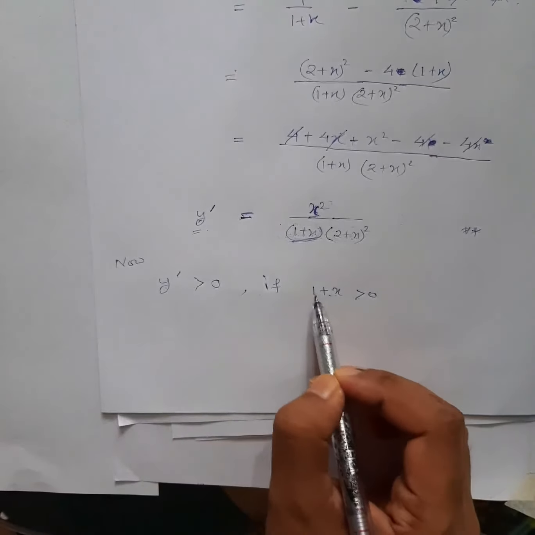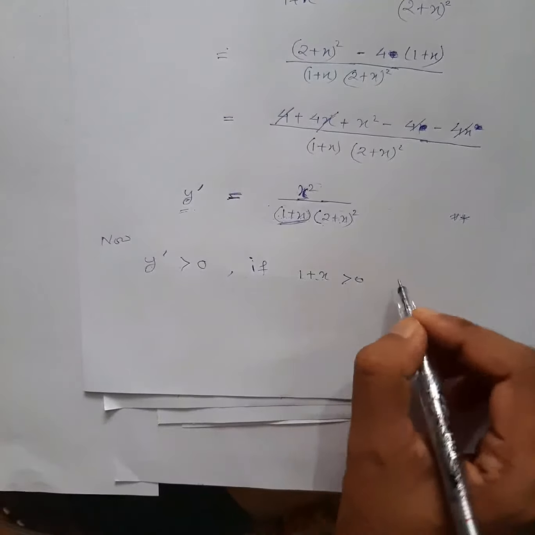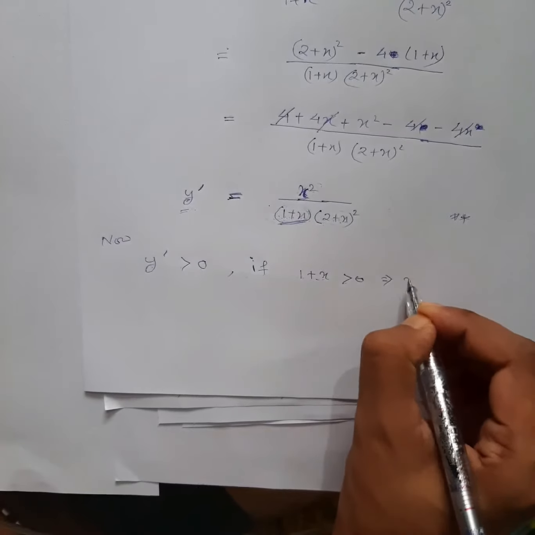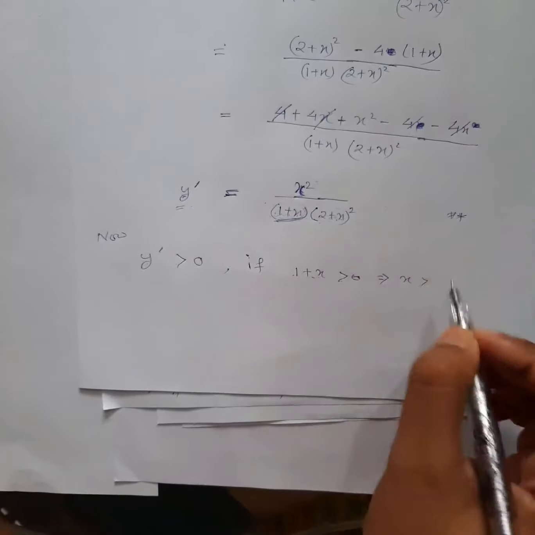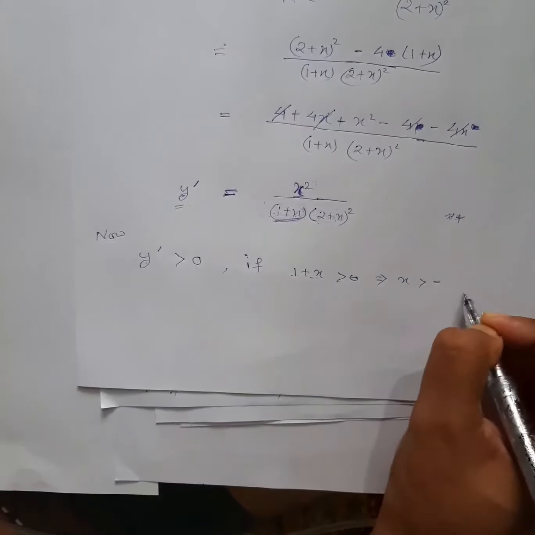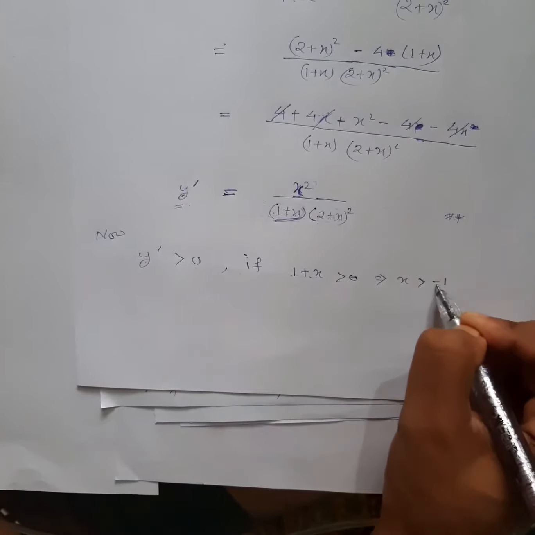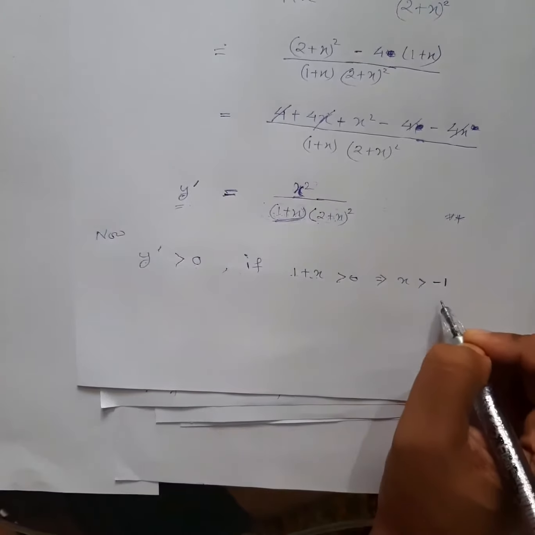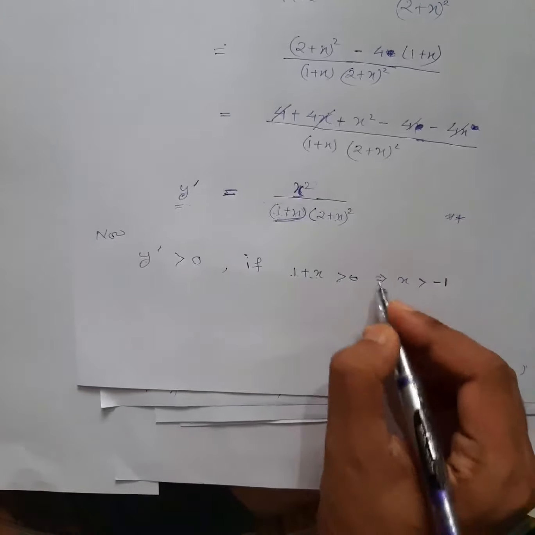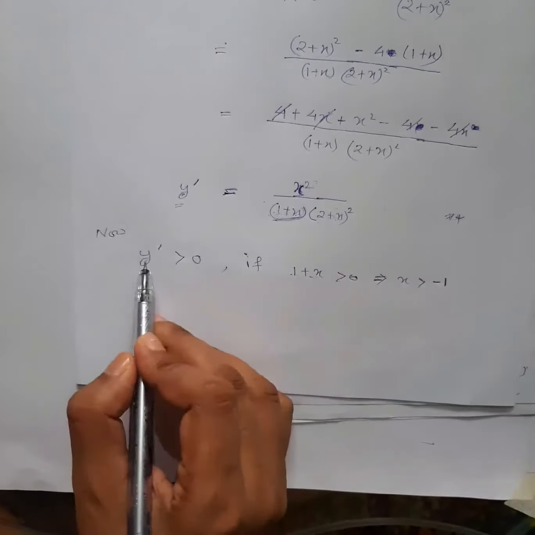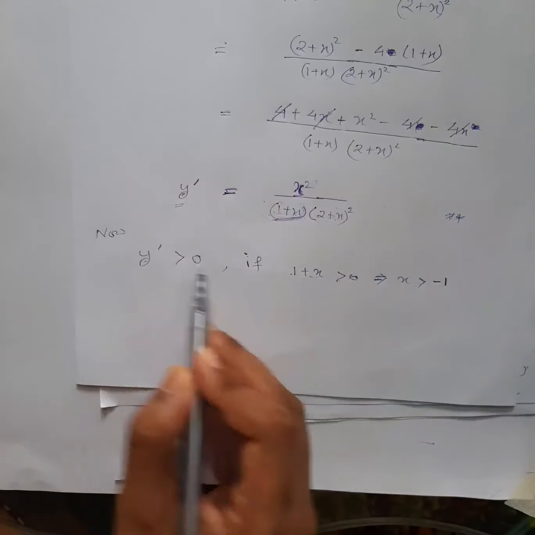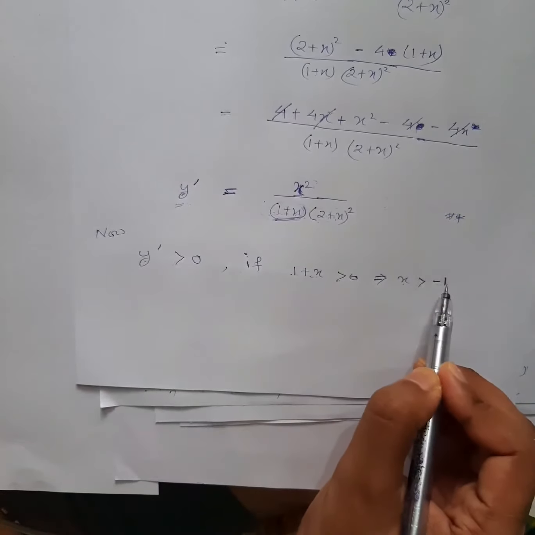Now I have to find out for x: 1 plus x greater than 0 implies x greater than this 1, I will bring this side. So changing the side does not change the inequality, right? So it will be minus 1. We have studied this rule in class 11. Okay, so you can see y dash is greater than 0 for x greater than minus 1.